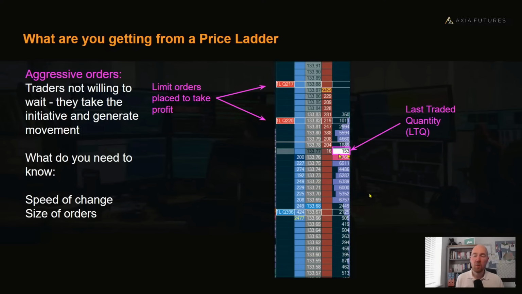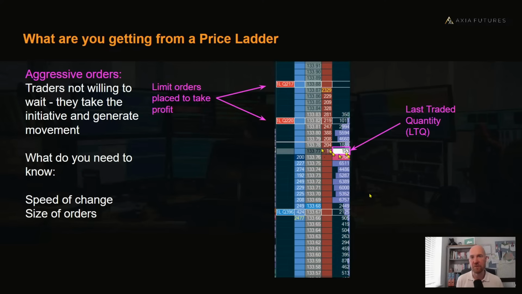What this enables you to do is see, first up, the size that's being traded. So 153 here, that's a pretty decent sized order. And that takes away all of the offers. You see there's only 16 offers left. And then the market can trade more easily higher, unless, of course, those 16 come back.